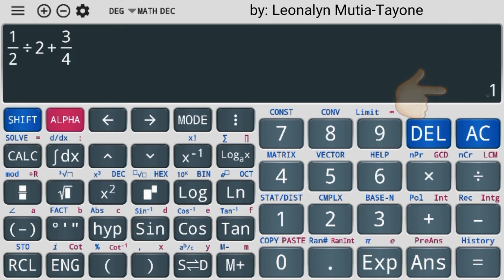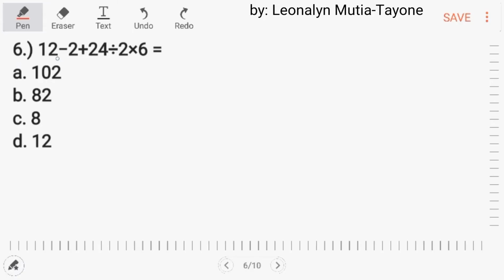So, the answer is 1. Number 6. 12 minus 2 plus 24 divided by 2 times 6. Ang mga operations na andito ay subtraction, addition, division, at saka multiplication. Sa rule ng PEMDAS, wala tayong parenthesis, wala tayong exponent, pero mayroon tayong multiplication and division at saka addition at subtraction.